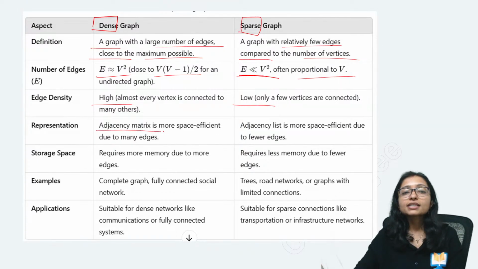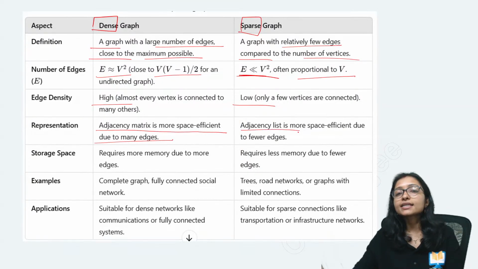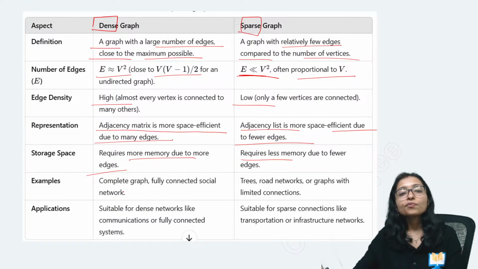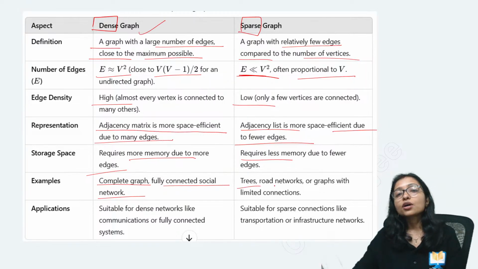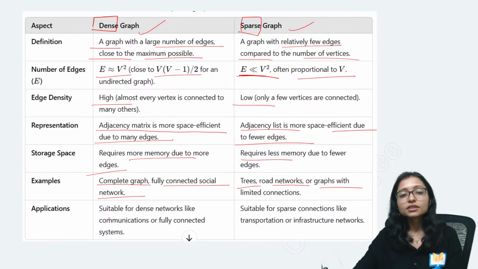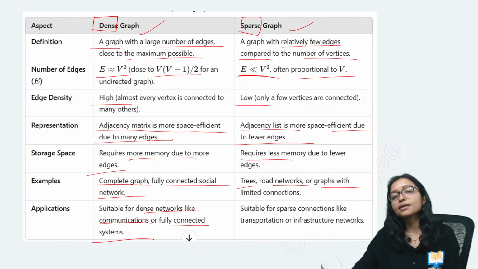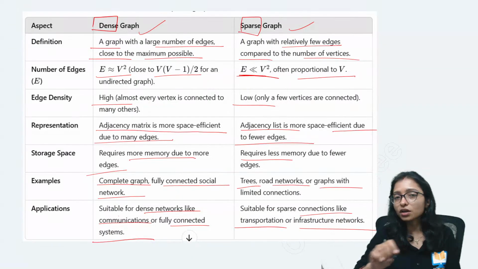Here in representation, the adjacency matrix is more space efficient due to many edges. Here the adjacency list is efficient due to fewer edges. Dense requires more memory because more edges are there; sparse, less memory. Complete graph and fully connected social network are dense graphs. Tree and road network graphs are sparse graphs. Dense is suitable for networks like communication of a fully connected system, and sparse connection for transportation or infrastructure networks.